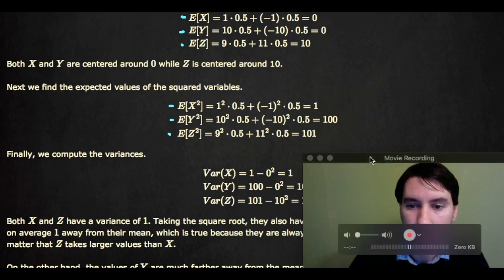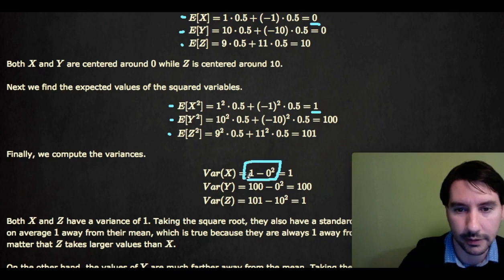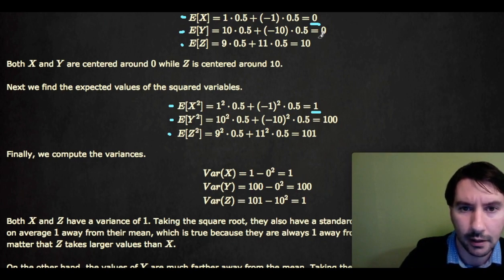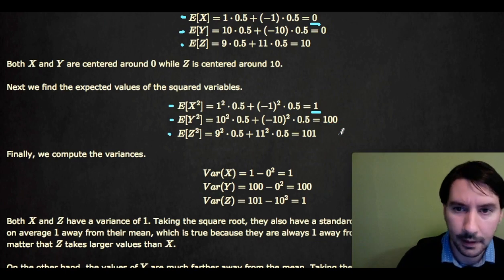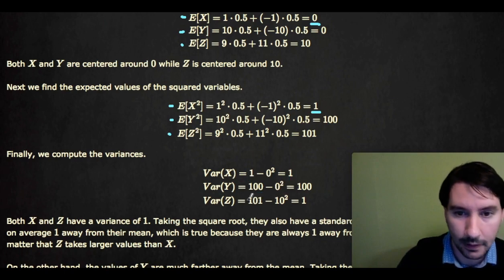Now we can take each of these values, so the expected value of x is 0, and the expected value of x squared is 1, so we take 1 minus 0 squared, and get the variance of x is 1. Then the expected value of y is 0, and the expected value of y squared is 100. So we get 100 minus 0 squared, which is 100. And doing the same thing for z with 10 and 101, we get the variance of z is 101 minus 10 squared, which equals 1.